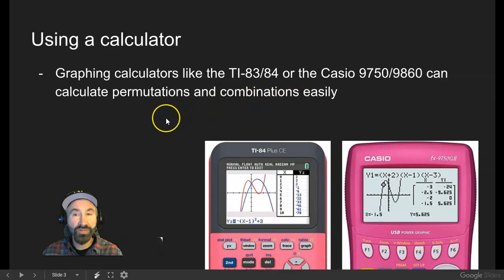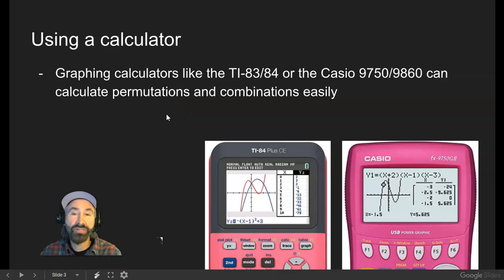Also, the Casio 9750 and 9860 are also very helpful when calculating permutations and combinations. All four calculators can be used on the SAT and the ACT. And these calculators would be great calculators for you to have in future math classes, including if you take statistics in college.